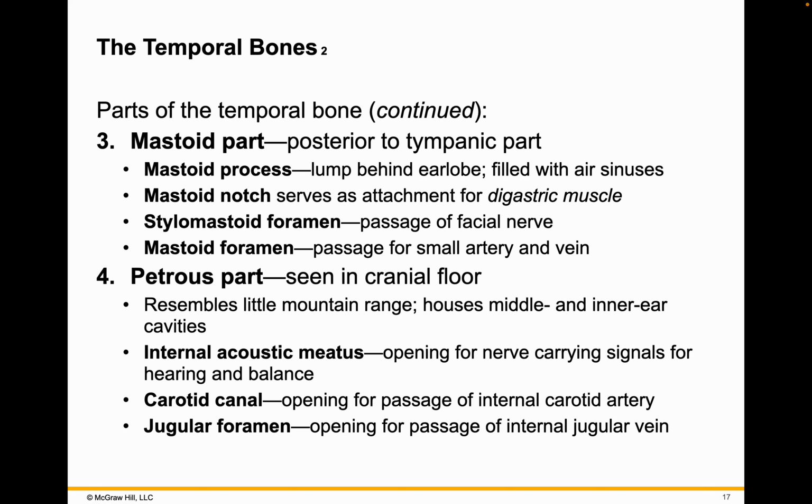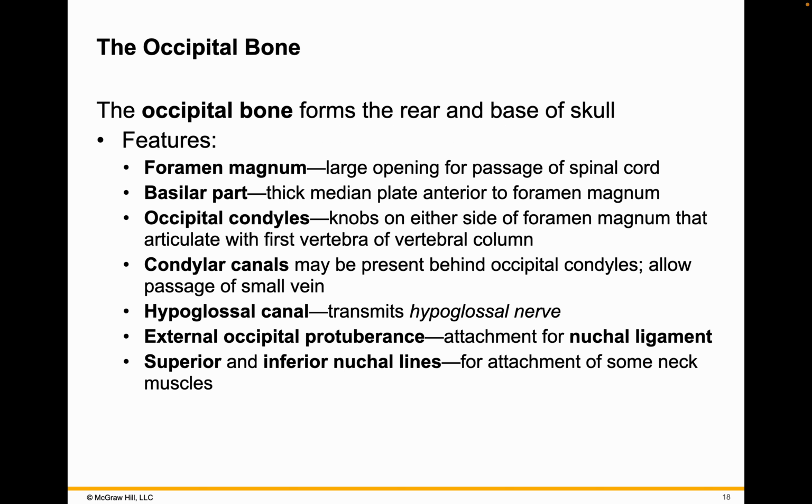The occipital bone is going to form the rear and the base of the skull. Some of the important features here are, again, the foramen magnum. That is a large opening, and when the brain passes through the foramen magnum, we start to call it the spinal cord. The basilar part is a thick median plate, anterior to the foramen magnum. The occipital condyles are knobs on either side of the foramen magnum that articulate with the first vertebra of the vertebral column.